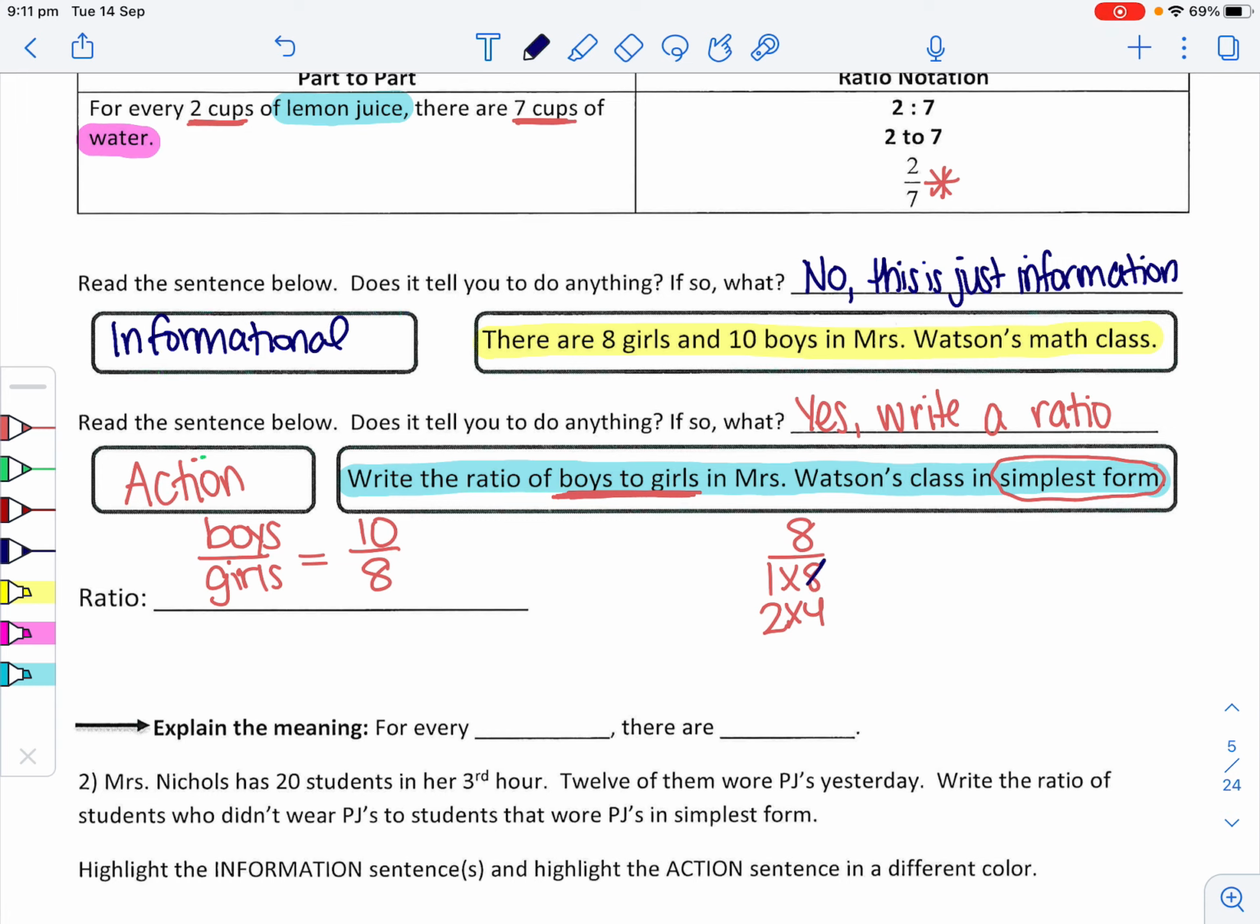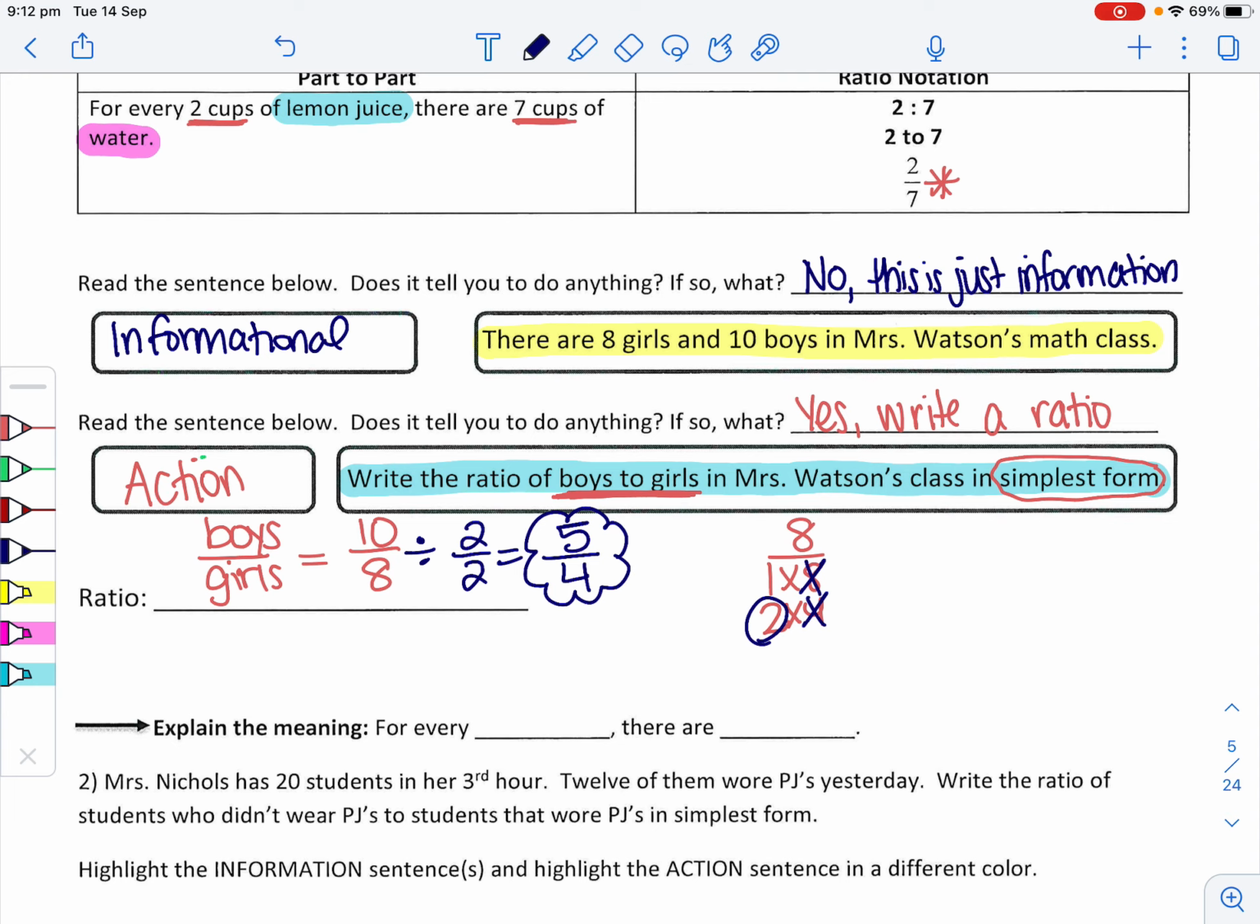8 does not go into 10. 4 does not go into 10. 2 does go into 10. So I'm going to divide both the numerator and the denominator by 2. 10 divided by 2 is 5, and 8 divided by 2 is 4. So there is my simplified ratio.